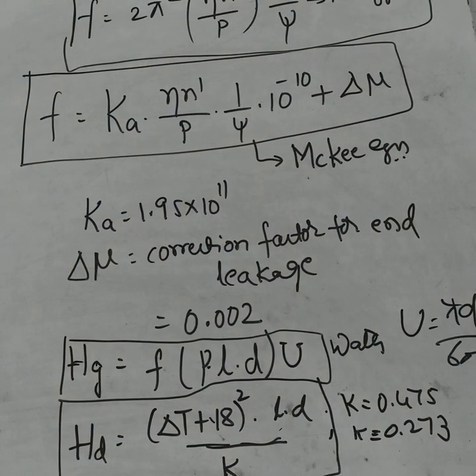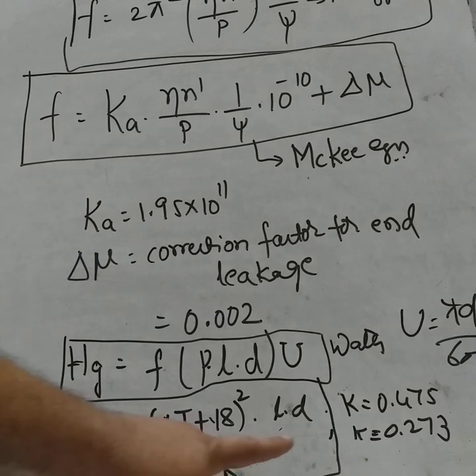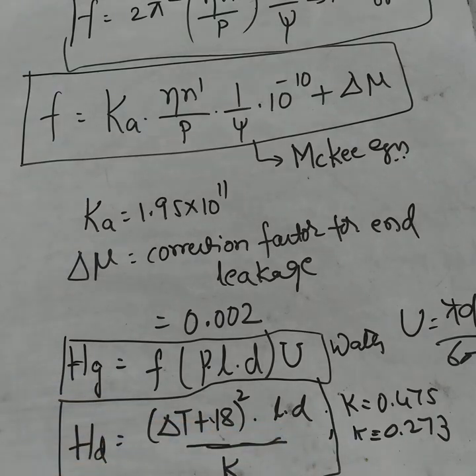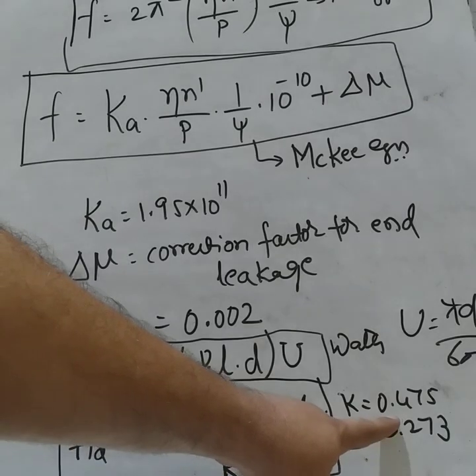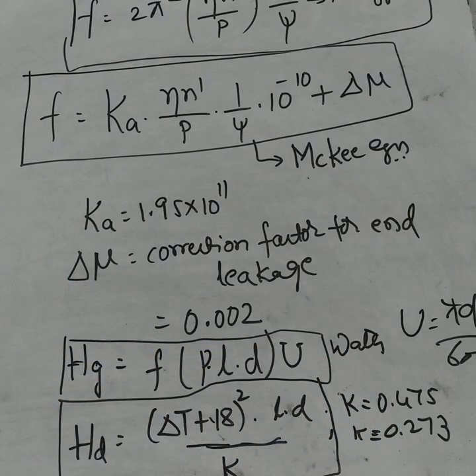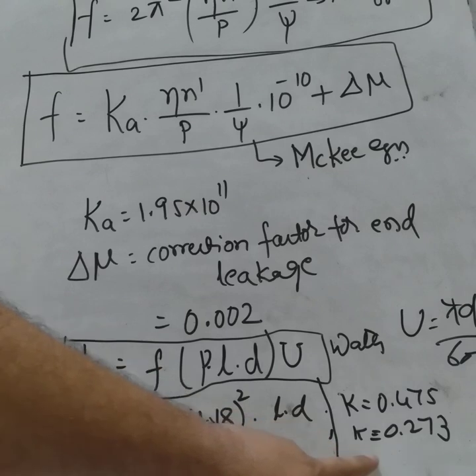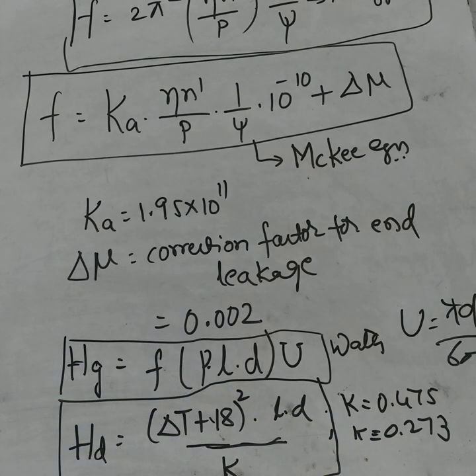Next comes heat dissipated. So the heat dissipating character of any journal bearing is dependent on the coefficient of heat transfer K, the projected area of bearing, that is D into L, and the difference in temperature delta T. Okay, so this coefficient of heat transfer K for light construction and in still air we take it as 0.475, and for heavy construction and well ventilated bearing we take K is equal to 0.273.